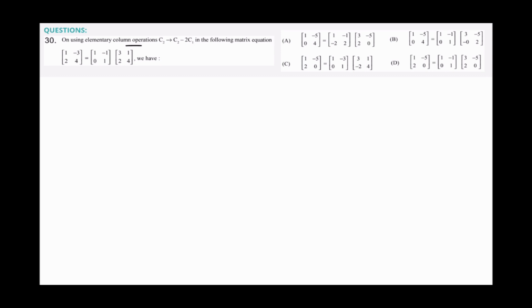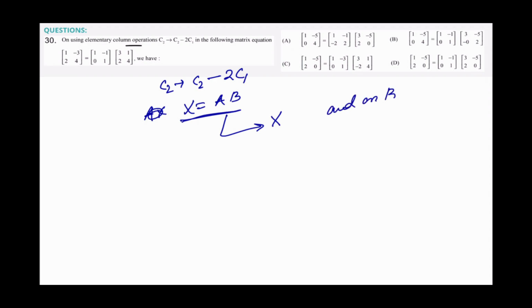On the 30th question, you have to perform an elementary column operation, C2 equal to C2 minus twice of C1. If you can see, this is of the form X equal to AB. Whenever it is of the form X equal to AB, we perform the operation on X and on B of the product AB. Don't perform it on A here. That is the most important thing. So you have to perform on X and B. We have to apply the operations on the first and third matrices.